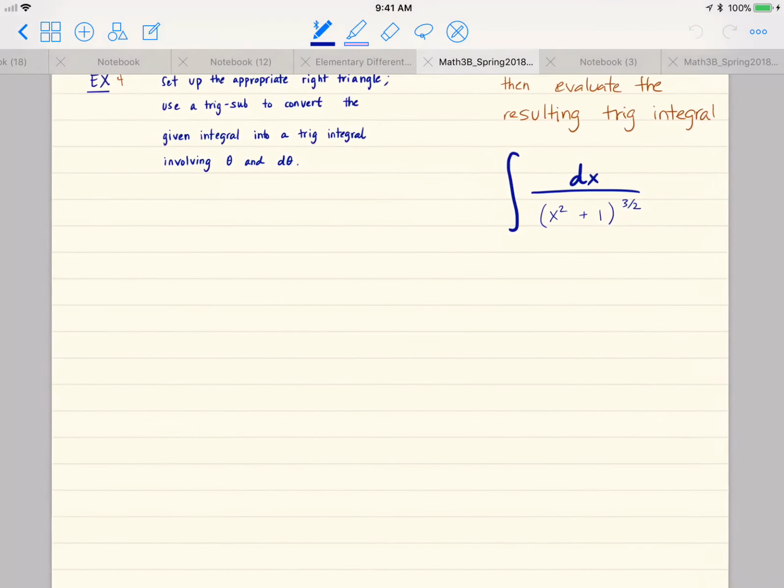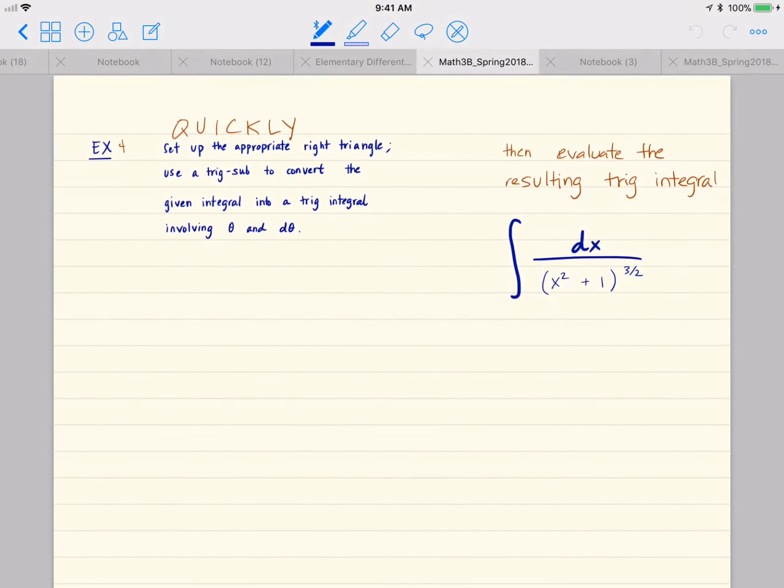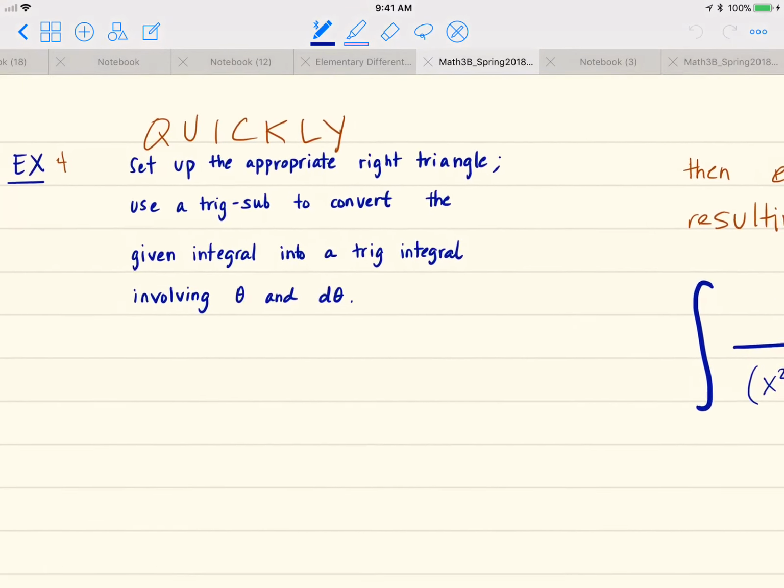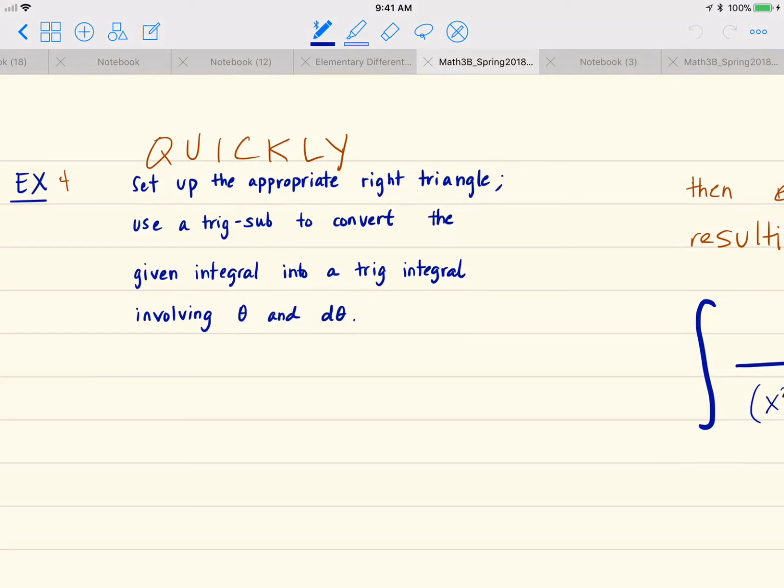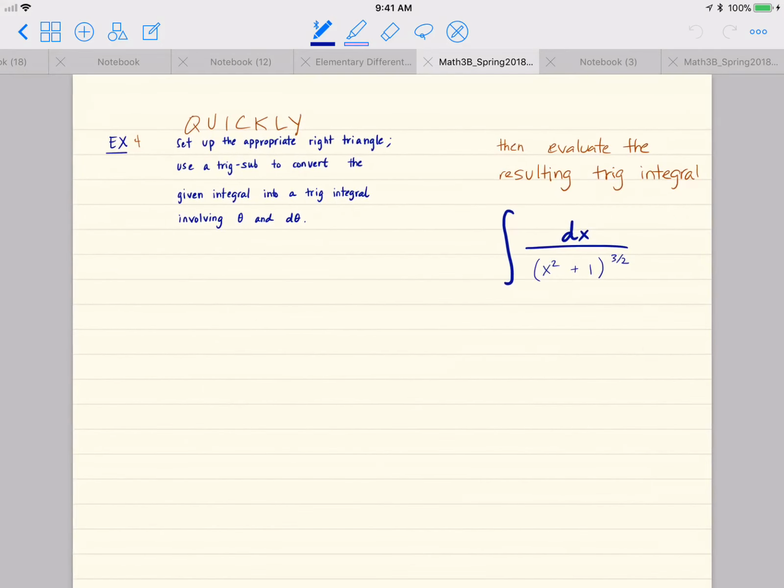Let's go ahead and do another example here. Now for this one, I'm going to quickly, and the keyword here is quickly, set up the appropriate right triangle. I'm not going to rush through it, but I just kind of want to give you an idea of, time-wise, how it can be after you've practiced a little bit and you're not explaining each step, right? So kind of what would I expect to see in terms of working on an exam set.